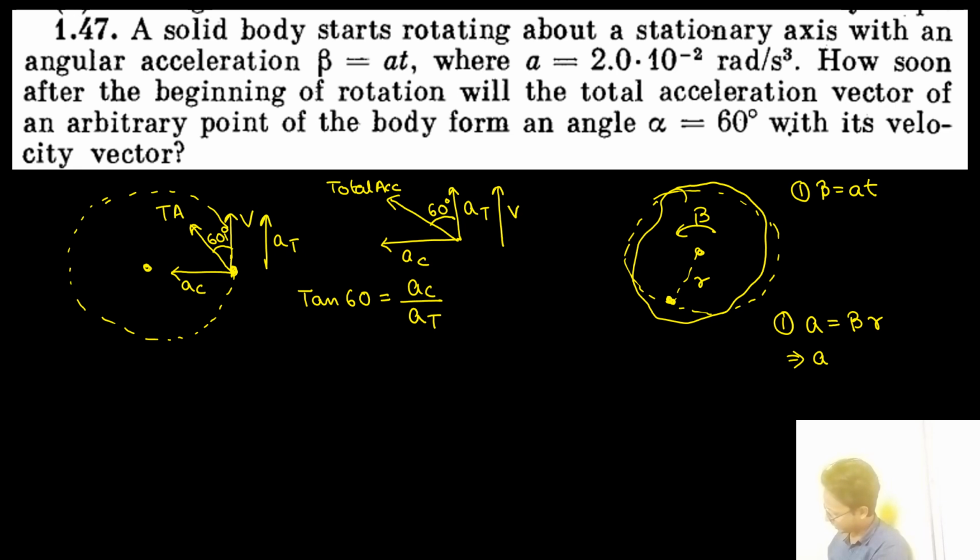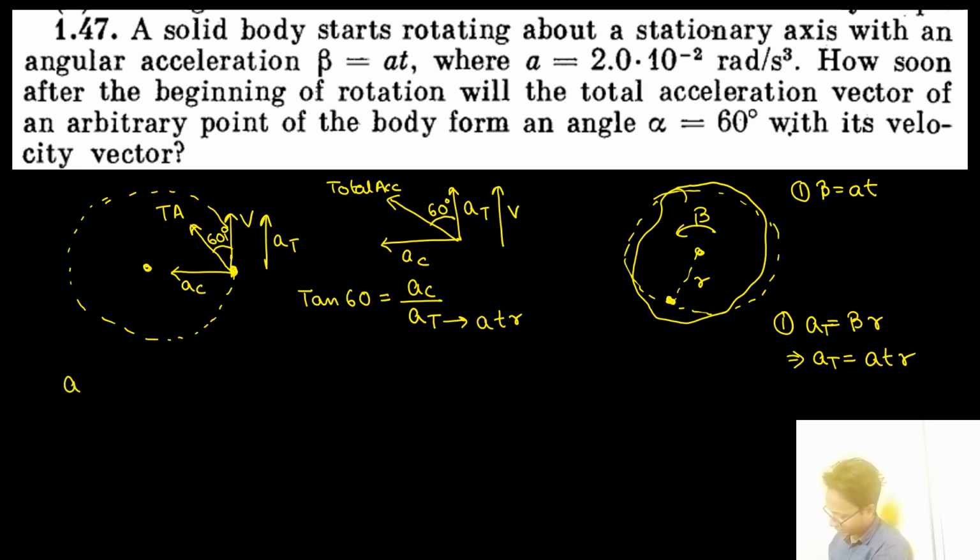So the tangential acceleration is equal to beta. What is the value of beta? A into t, into r. So tangential acceleration is equal to a t r. Now how do I find out the centripetal acceleration? How do I find out this value, centripetal acceleration?